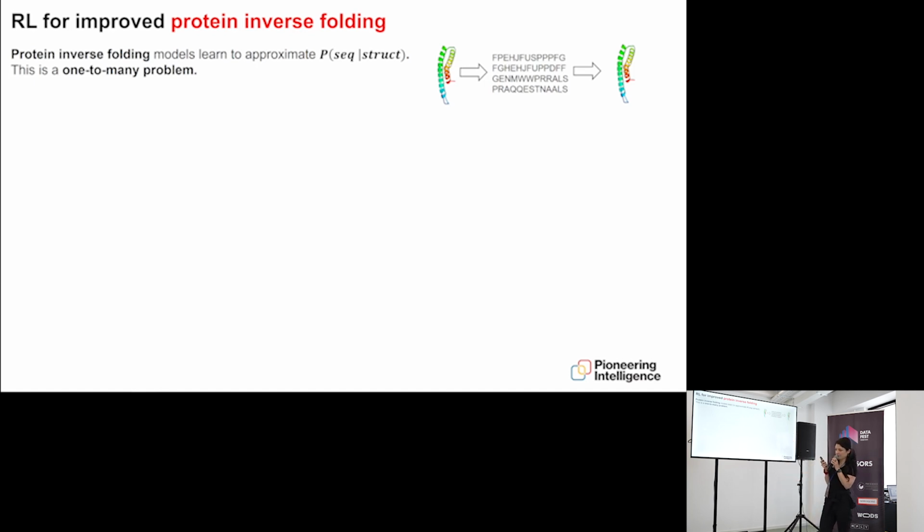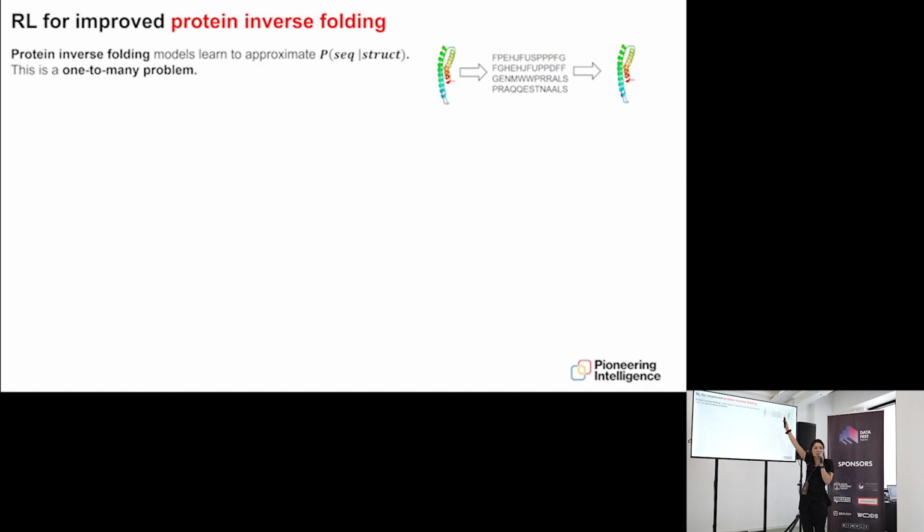A very important point here is to note that this is a one-to-many problem. So for a given structure, there are multiple solutions. There are many sequences that can fold into one structure. This is somewhat size dependent. If you think about a very simple alpha helix, there are very many sequences that fold into that simple alpha helix. Once they become more complex, and you can think of big nanopores with many chains, there might be fewer.